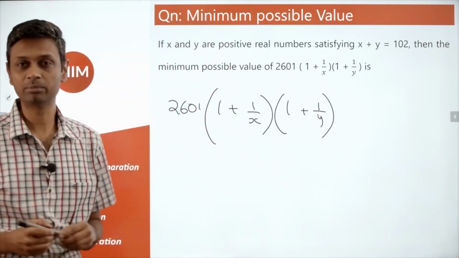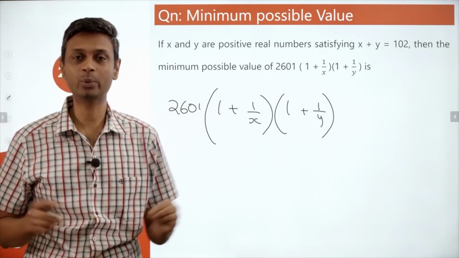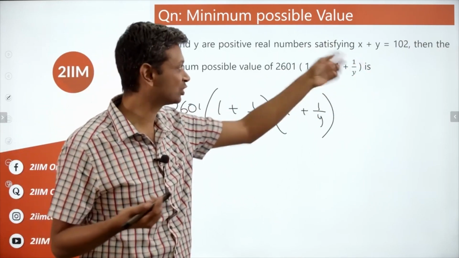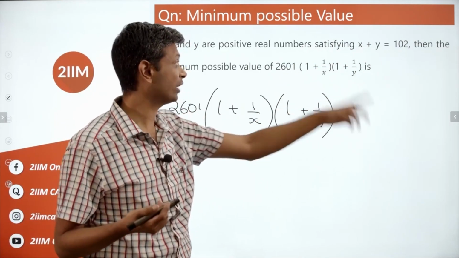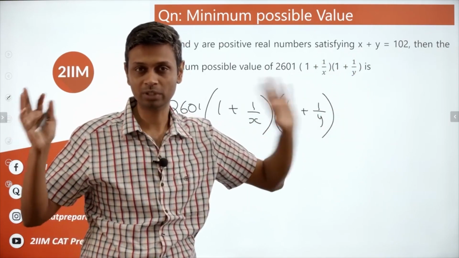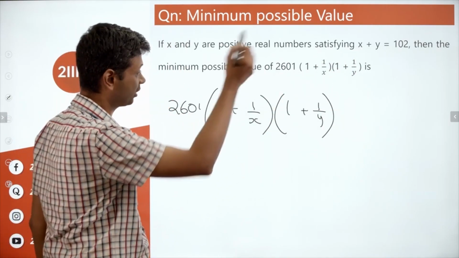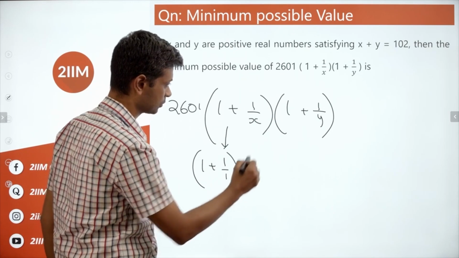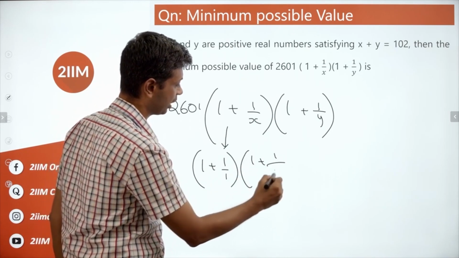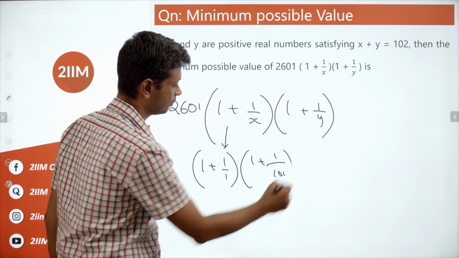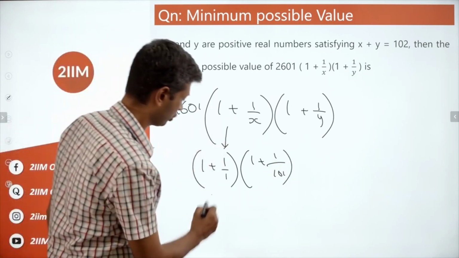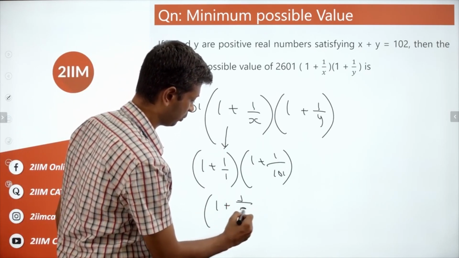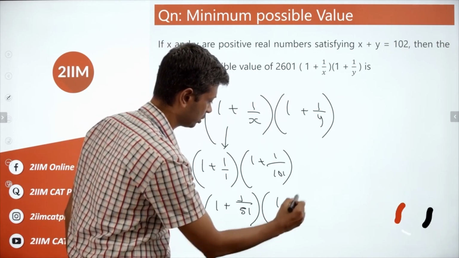Talk about positive real numbers. And the best way to go about it is pick two extremes. Put x is 0.1, y is 101.9, or x is 1, y is 101. The other extreme, put x is 51, y is 51. You're through. Let's do that. Let's put x is 1, y is 101. We worry only about this. 1 plus 1 by 1 into 1 plus 1 by 101. This is one possibility. Or we're talking about 1 plus 1 by 51 into 1 plus 1 by 51.